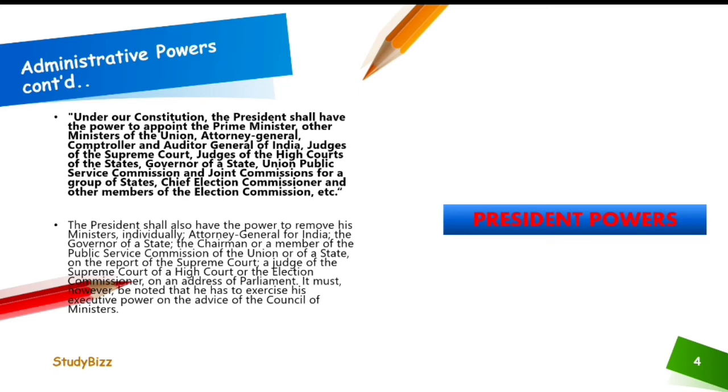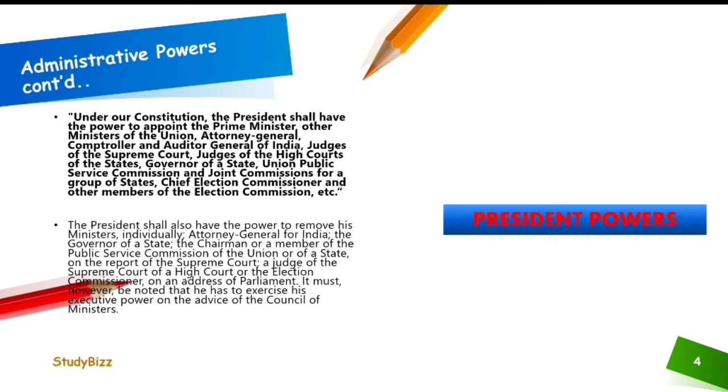The president shall also have the power to remove his ministers individually. So, not only appointment, he has also got huge powers to remove a person from office, but that is followed by certain recommendations, either from the parliament or from the cabinet, or by some resolution passed in the parliament or some ratification. Even so, the president is the sole person responsible to remove him or assent to his removal from office; this we should keep in mind. So the president shall also have the powers to remove his ministers individually, the Attorney General of India, the governor of the state, the chairman and members of the Public Service Commission of the Union or of a state on a report of the Supreme Court, or a judge of the Supreme Court or of a High Court, or the election commissioner on an address of the parliament.